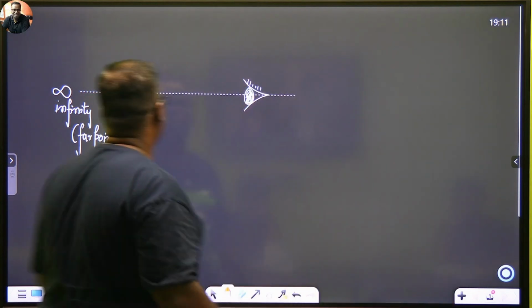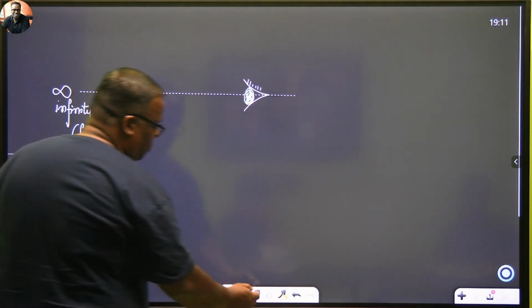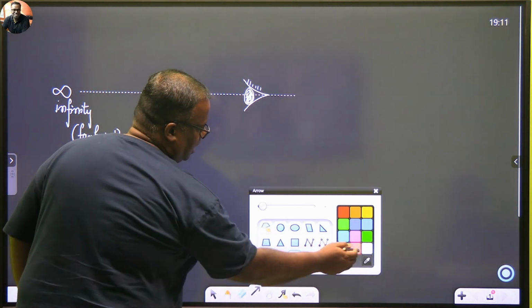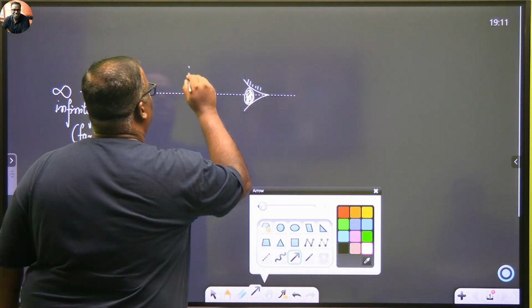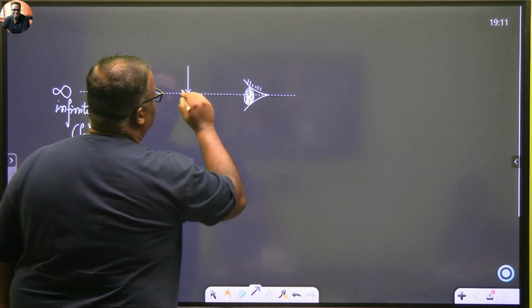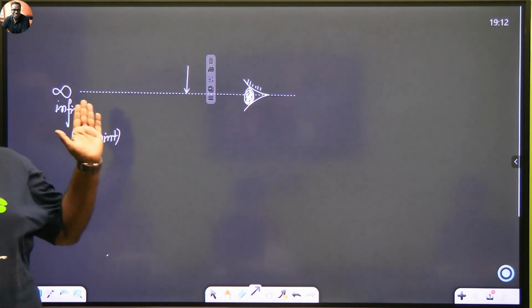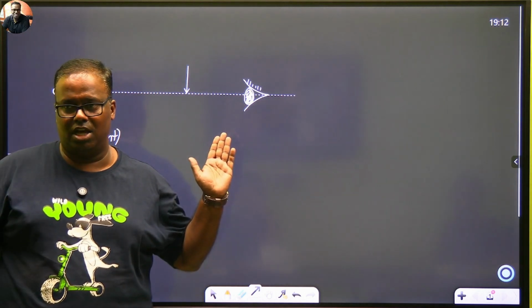Then there is something also which is called the near point. In other language, we call near point the LDDV, least distance of distinct vision. Let's say this is the closest when the object is kept and I can see with my bare eyes. Are you able to understand?